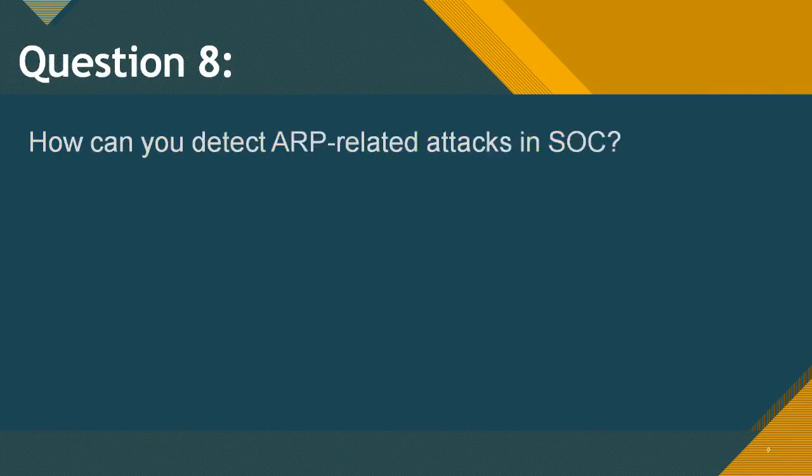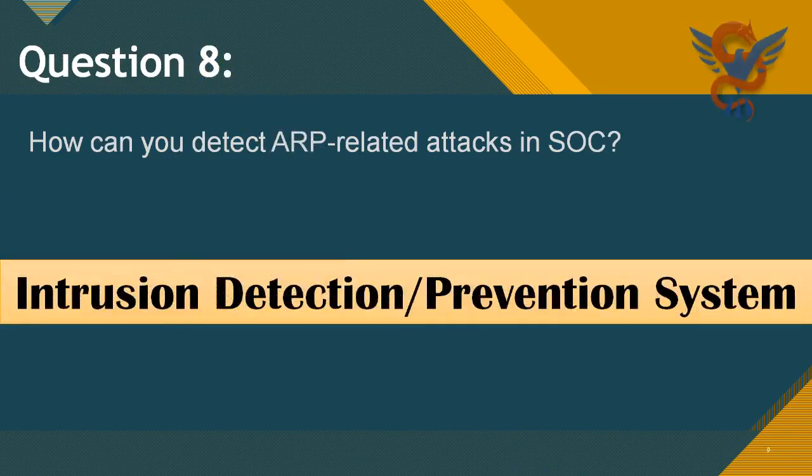Question number 8. How can you detect ARP-related attacks in the SOC operation? Network intrusion prevention devices can be used for detecting any ARP-related attacks or for detecting the fake or multiple ARP broadcast messages from any machine in the network.